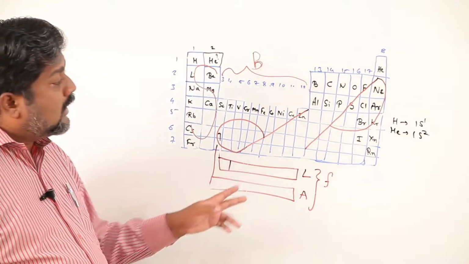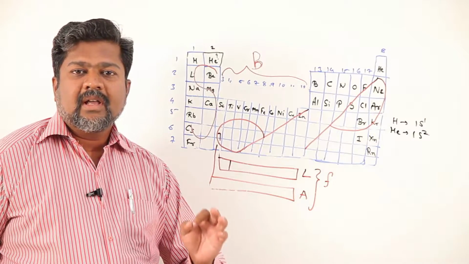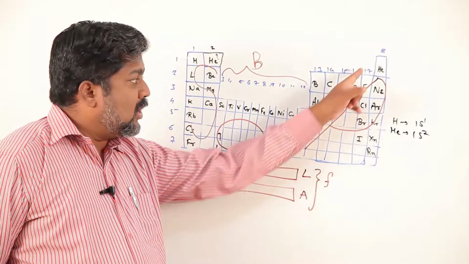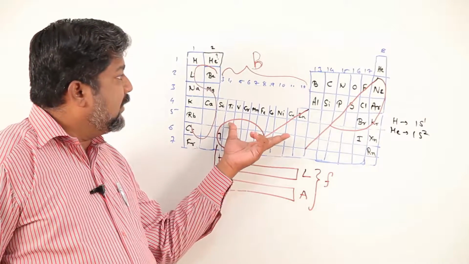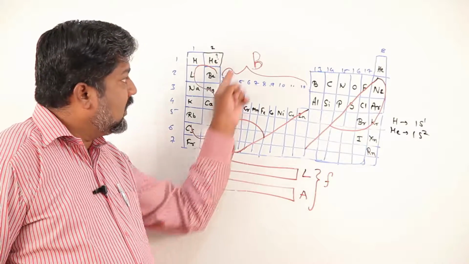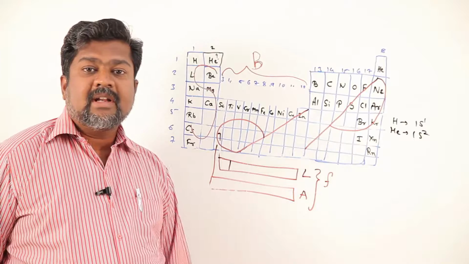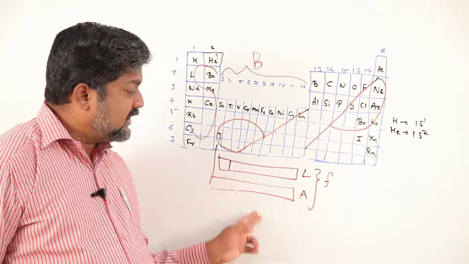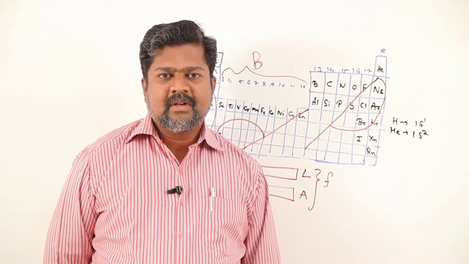So, 0 group or group number 18, inert gases, noble gases. S block and P block, except these, we are calling normal elements. D block elements, where the last 2 shells are incompletely filled, we are calling transition elements. Where the last 3 shells are incompletely filled, inner transition elements.